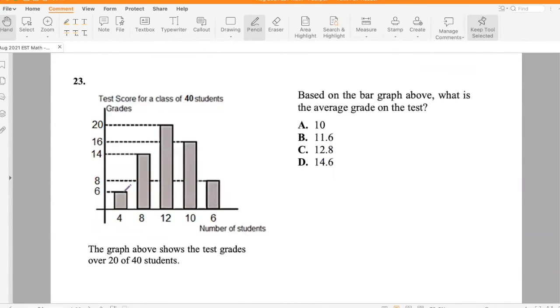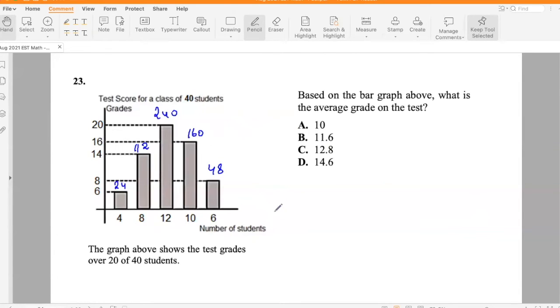The graph above shows the test grades of over 20 or 40 students. Okay. Based on the graph above, what is the average grade on the test? Okay, so 4 students got 6, so total for them is 24. 8 got 14, so total for them is 8 into 4, 32, carry 3, 1, 1, 2. 12 students got 20, so 240. 10 got 16, so 160, and 6 got 8, so 48.